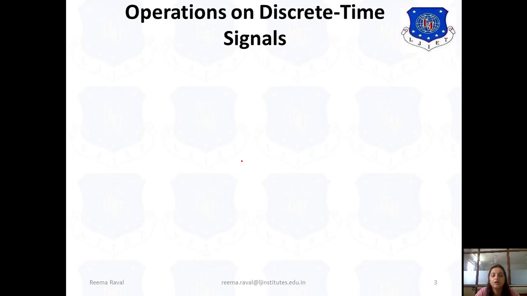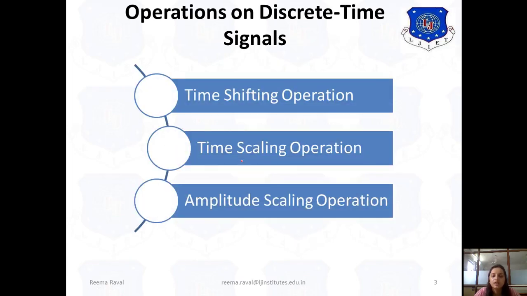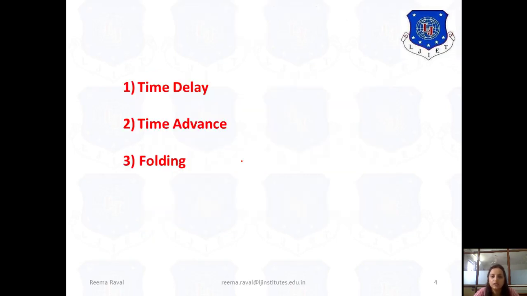Now let us consider the operations on these discrete time signals. There are basically three types of operations. First one is time shifting operation, second is time scaling operation, and the third one is amplitude scaling operation. We are going to consider all of these operations in detail. Okay, let us start with the first, time shifting operation. In that, there are three basic time shifting operations: first is time delay, second is time advance, and the third is time folding operation.